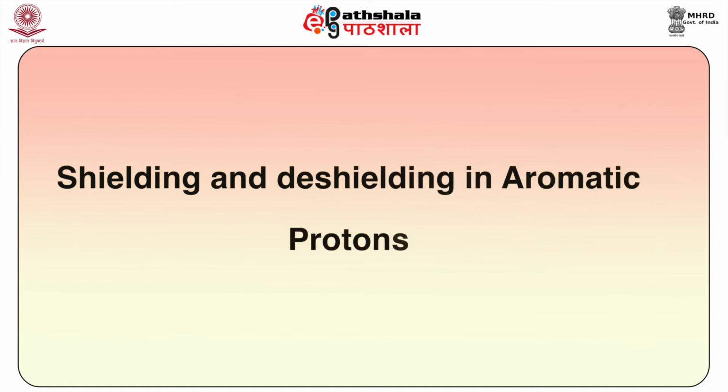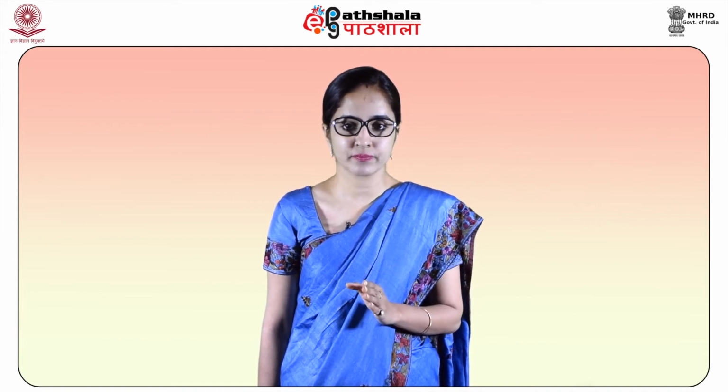Next, we come on to shielding and deshielding in aromatic protons. Electron donating substituents cause shielding of the aromatic protons as they increase electron density on the benzene ring. The order of shielding is ortho greater than para greater than meta, because the electron density at ortho and para positions are higher due to the +M effect.